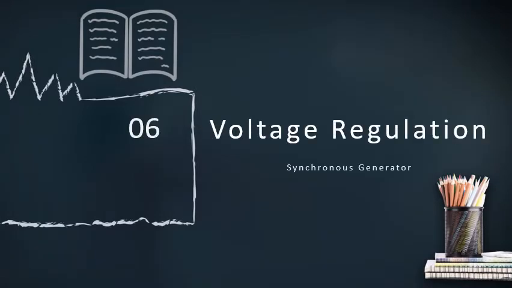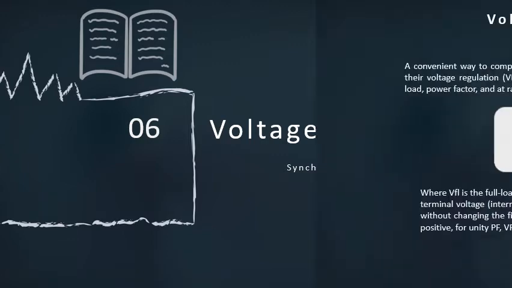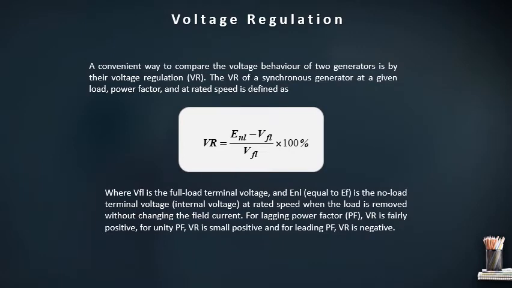Next topic is voltage regulation of the synchronous generator. A convenient way to compare the voltage behavior of two generators is by their voltage regulation. The voltage regulation of a synchronous generator at a given load power factor and at rated speed is defined as no load voltage minus full load voltage, divided by full load voltage, times 100%. We always calculate voltage regulation in percentage form.